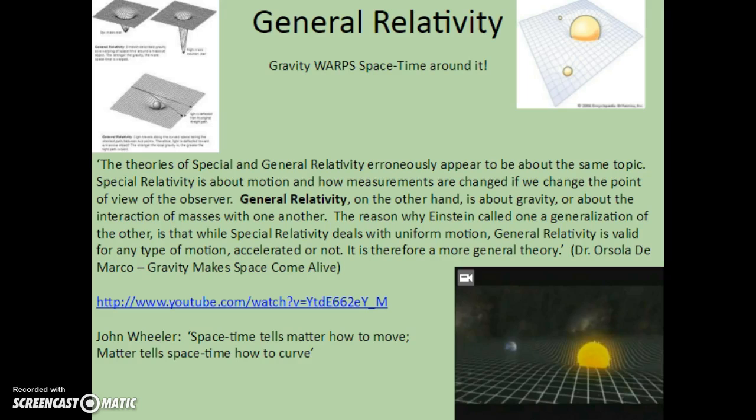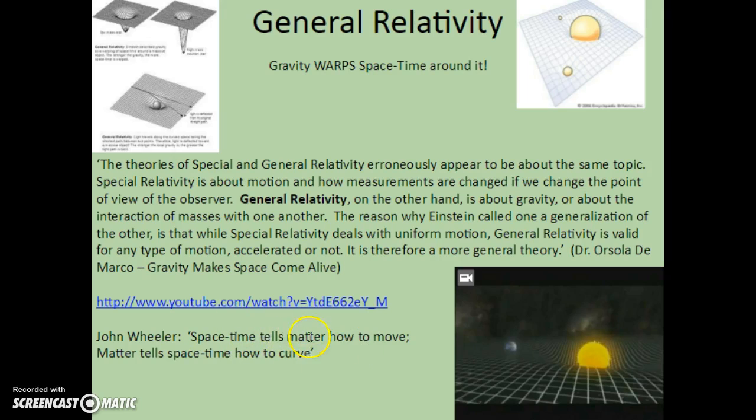So here's where things get a little funky. The more massive an object, the more it curves the space-time fabric. So the theories of special and general relativity erroneously appear to be about the same topic. Special relativity is about motion and how measurements are changed if we change the point of view of the observer. General relativity is about gravity, or about the interactions of masses with one another. The reason why Einstein called it a generalization of the other is that special relativity deals with uniform motion, whereas general relativity is valid for any type of motion, accelerated or not, and is therefore a more general theory.